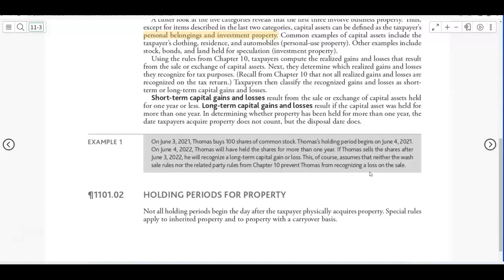So remember the wash sale rule. You cannot buy or sell 30 days before and 30 days after. That's a 60-day rule, okay?